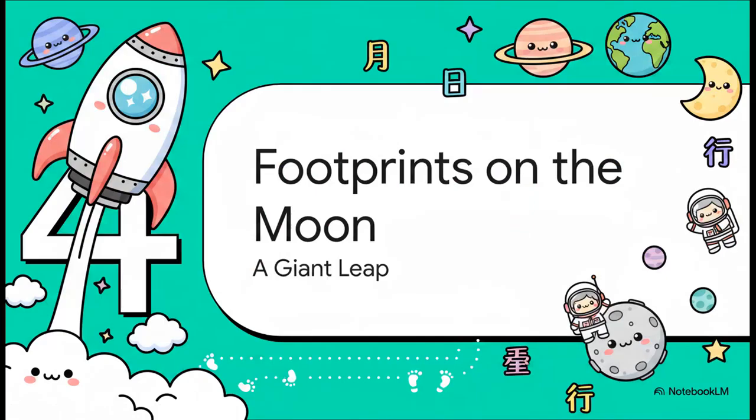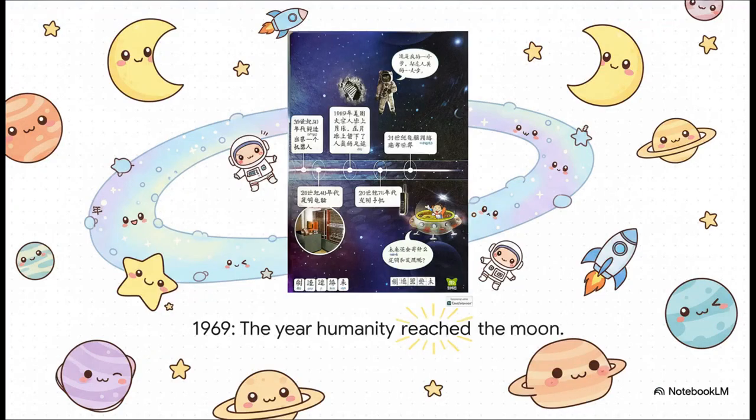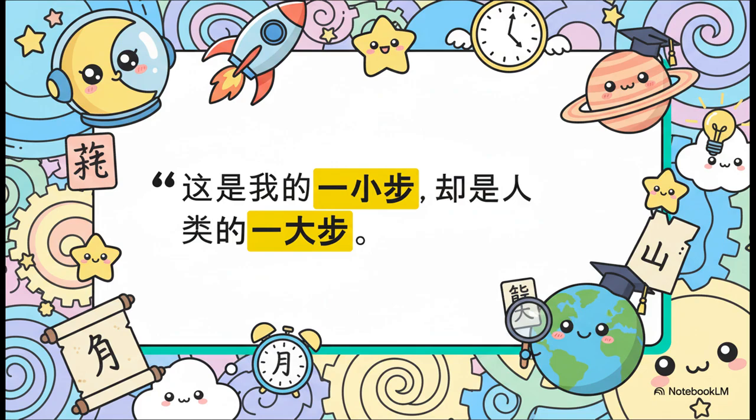Okay, so from building things on Earth, our timeline is about to take us on one of the boldest journeys in human history. We're actually leaving our planet behind. The year is 1969. And humanity does something that people thought was impossible. We reach the moon. This one image just captures a dream that was held by millions of people for centuries.